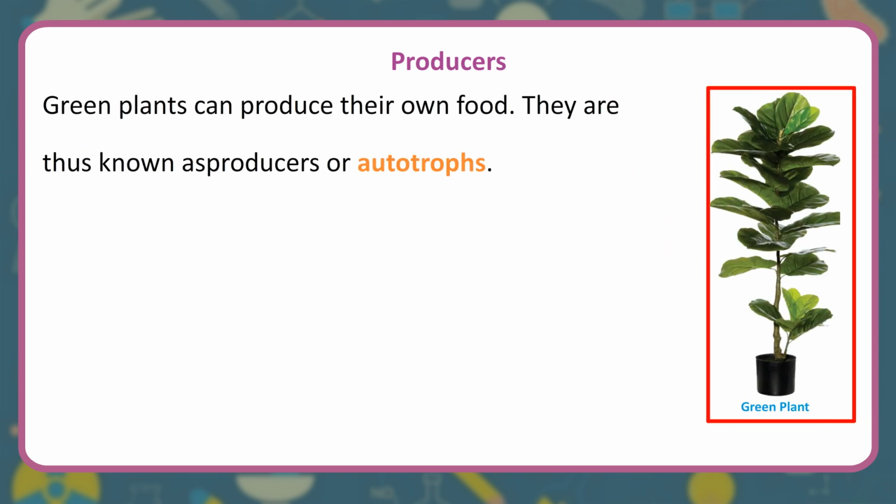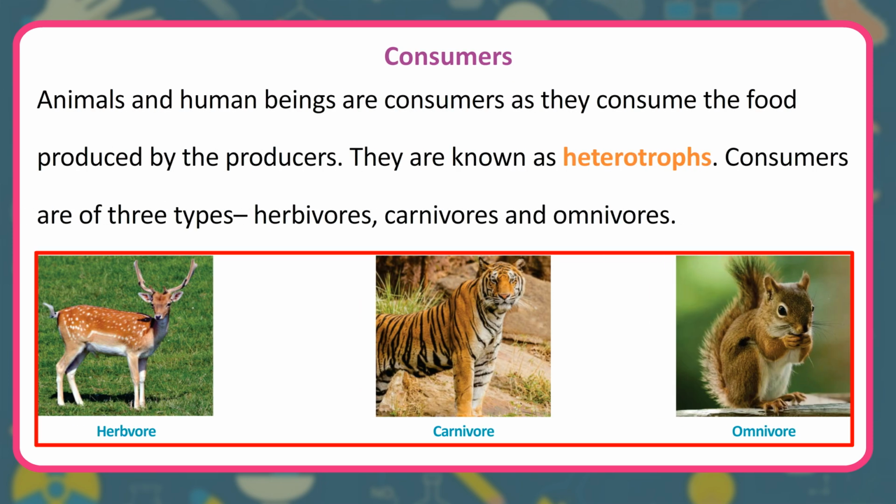Producers. Green plants can produce their own food. They are thus known as producers or autotrophs. Consumers. Animals and human beings are consumers as they consume the food produced by the producers. They are known as heterotrophs. Consumers are of three types: herbivores, carnivores and omnivores.